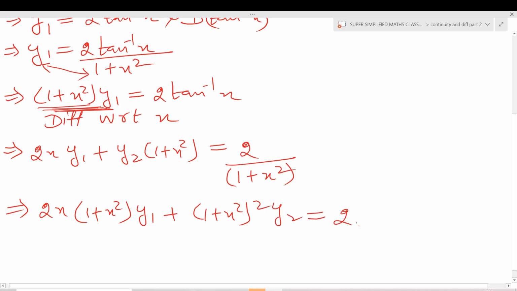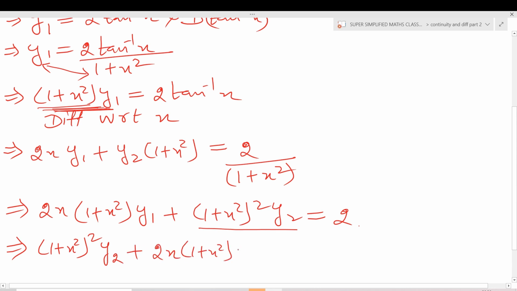Now you can see, students, this is what we had to prove. Now we have to rewrite this statement because the second order derivative is to be written first. So we write (1 plus x square) whole square y2 plus 2x (1 plus x square) y1 is equal to 2. Hence proved.